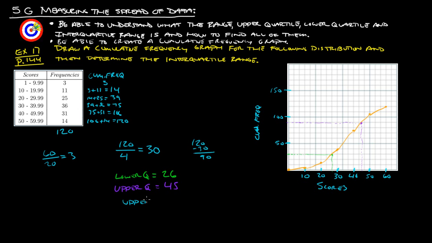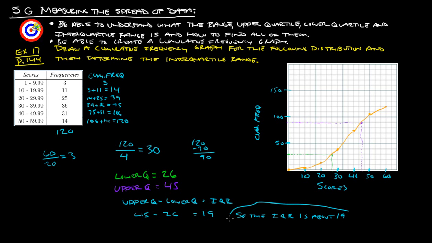So then we take the upper quartile minus the lower quartile, and that gives us our interquartile range. So in this case, we do 45 minus 26. This gives us 19. So the interquartile range is about 19.